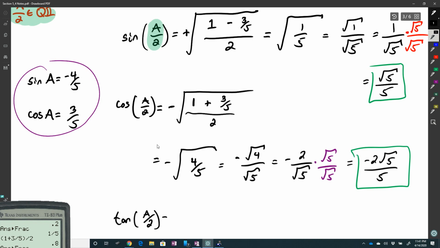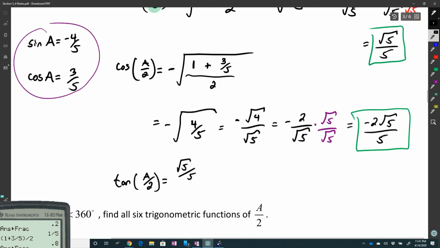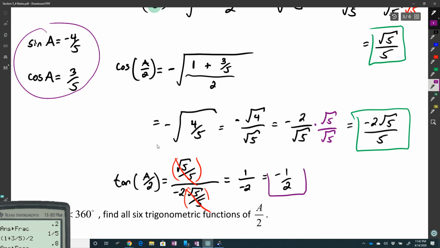Instead of using a formula, there's really no point if you've already figured out sine and cosine. So you have square root of 5 over 5 divided by negative 2 square root of 5 over 5. And notice if you look at these as a whole, they cancel out. And you're left with 1 over negative 2, or negative 1/2. There you go.